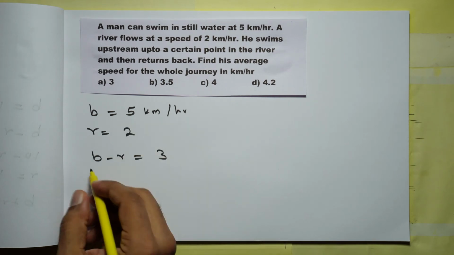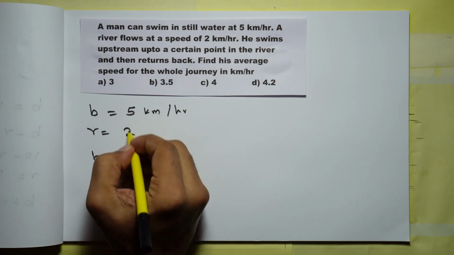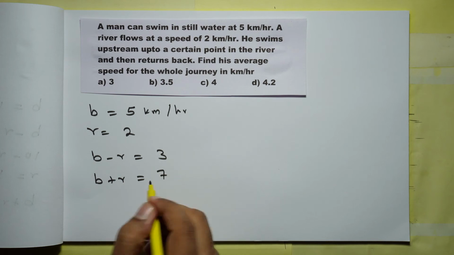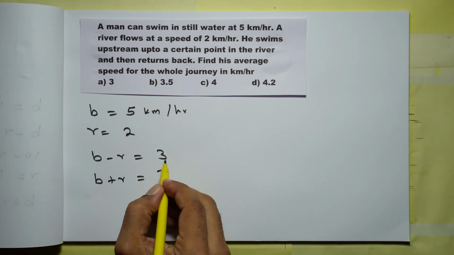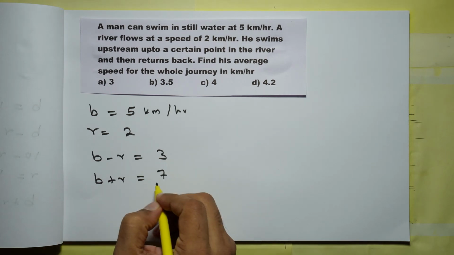And then he comes back. When he comes back, effective velocity is B plus R. That will be 5 plus 2, 7. So for the whole journey, half of the distance he travels at 3 kilometers per hour and the other half at 7 kilometers per hour. Then what will be the average speed?